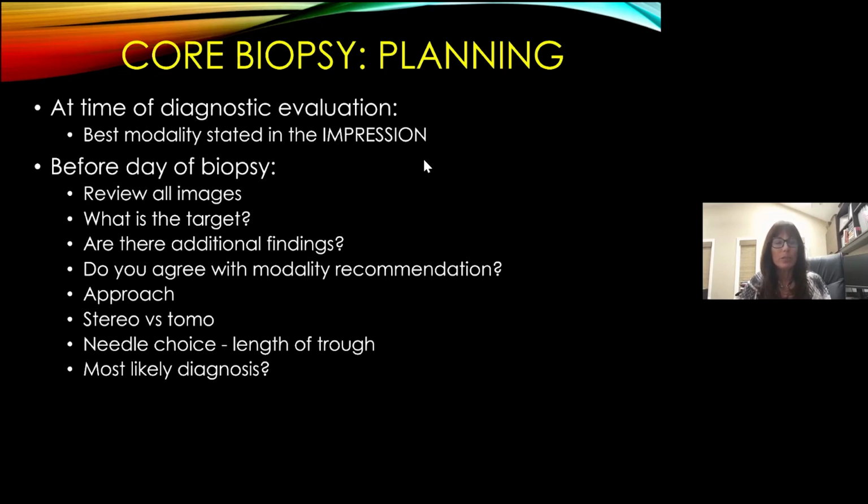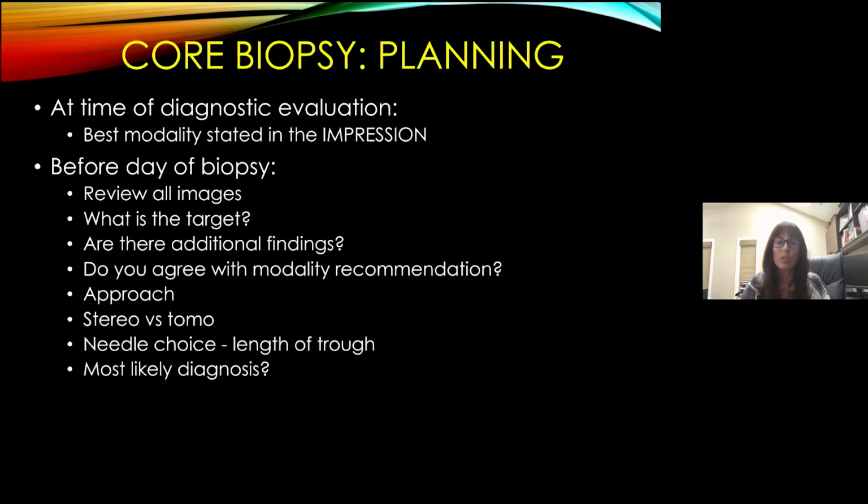When I'm scheduled to do procedures, and we may have 10 or 11 in a day, the day before or a couple of days before, I'm going to go through all of those cases. For each one, I review all of the images. I go back to the beginning. So even the screening mammogram, I'll start there. I'll look at all of the images, not just to determine whether or not I agree with the target that was recommended for biopsy, but are there additional findings that may require additional imaging or sampling?